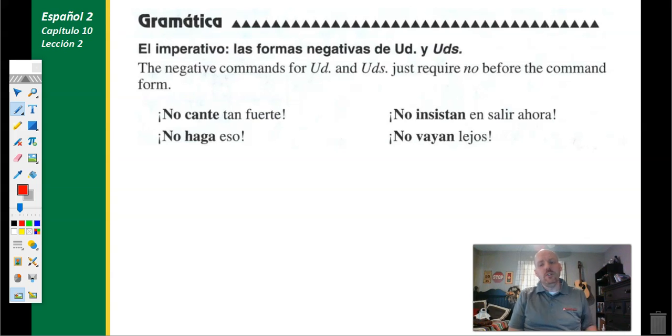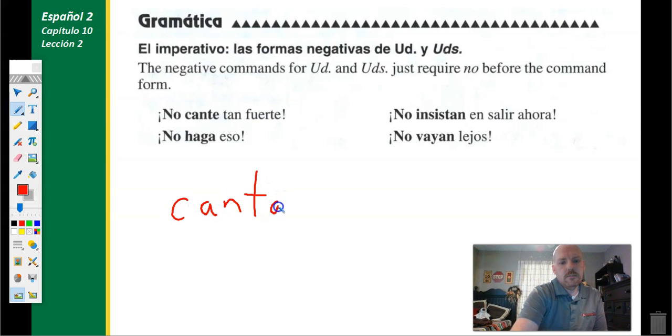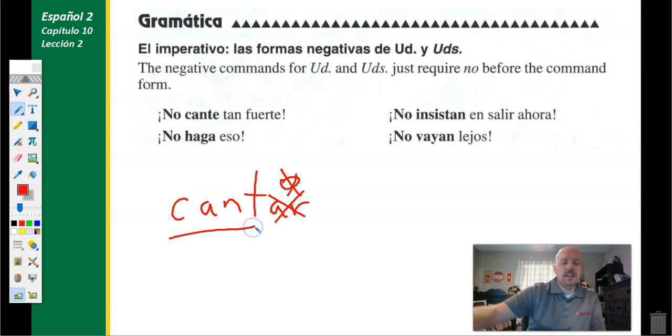A quick review, and we've already reviewed really this grammar with our homework that we just reviewed. El imperativo, the way that we form the usted and the ustedes form. We'll just look at the first example here. No cante tan fuerte. The verb is cantar, and remember that cantar is an AR verb. So we form the yo form first of all. We have canto. Once we have the yo form, we eliminate the ending and we're left with the stem cant. Then we add the opposite from the AR endings, which would be E. So that's where we get no cante tan fuerte.